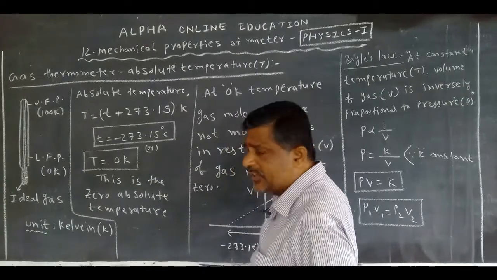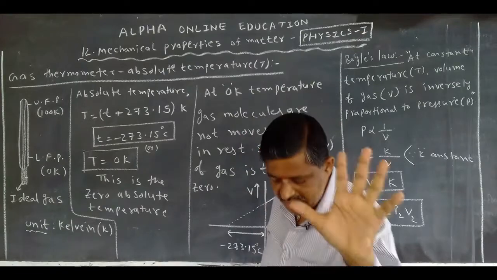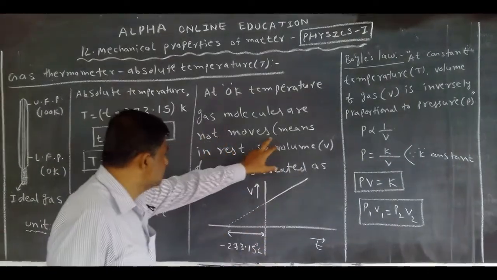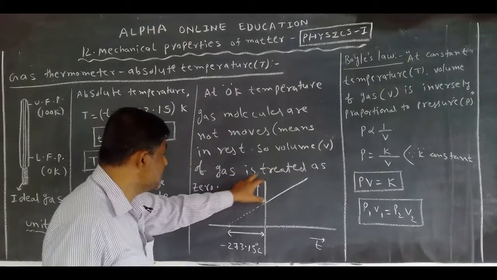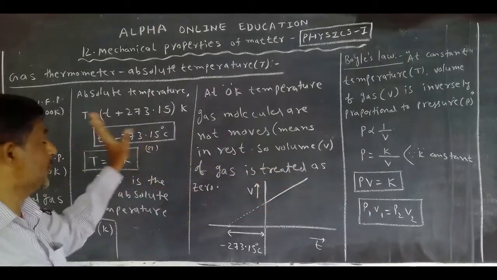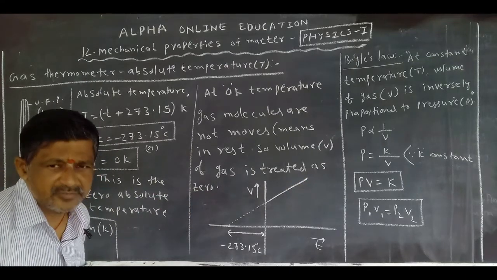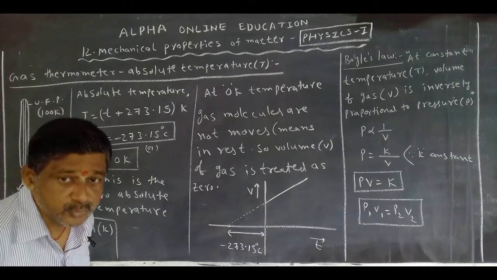What is the meaning of that? It means at rest. Gas molecules do not move. Gas molecules are at rest. So the volume of the gas is treated as 0, but the volume of the gas is not 0. The gas molecules do not move.